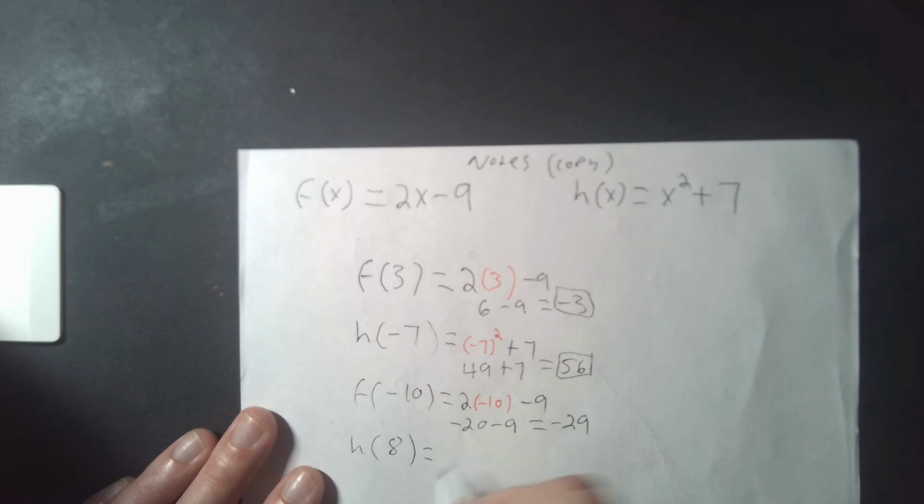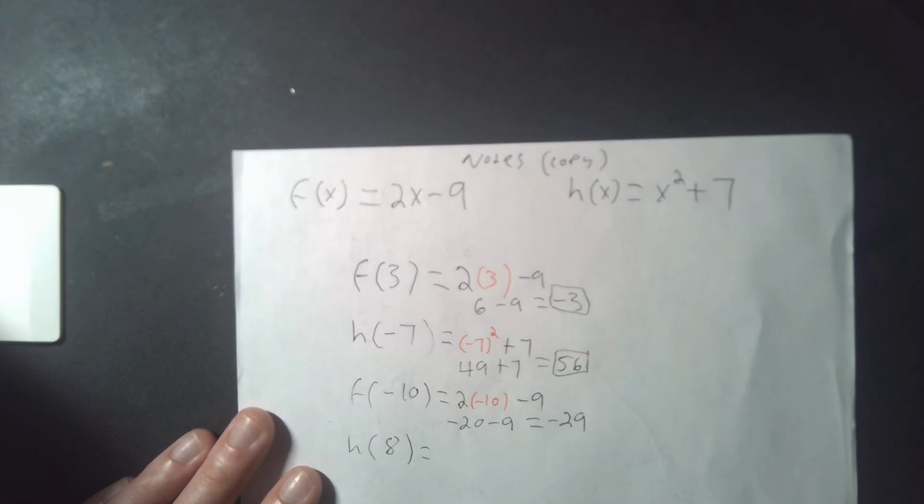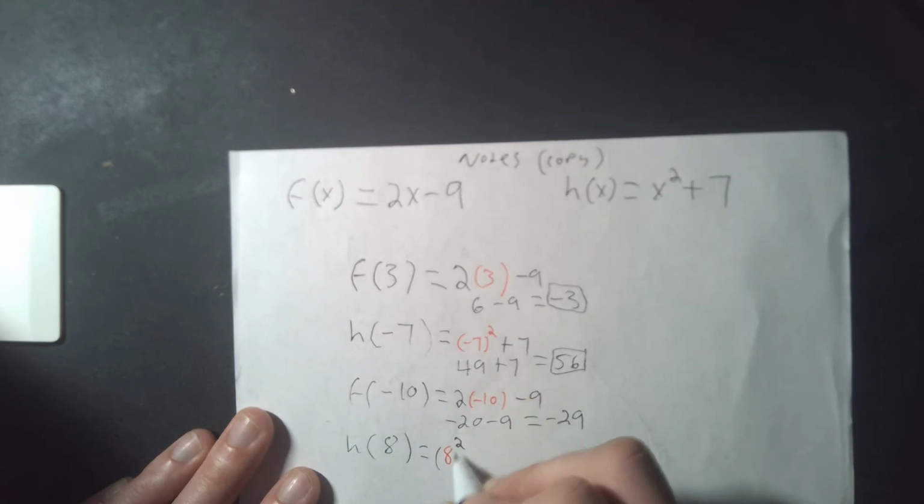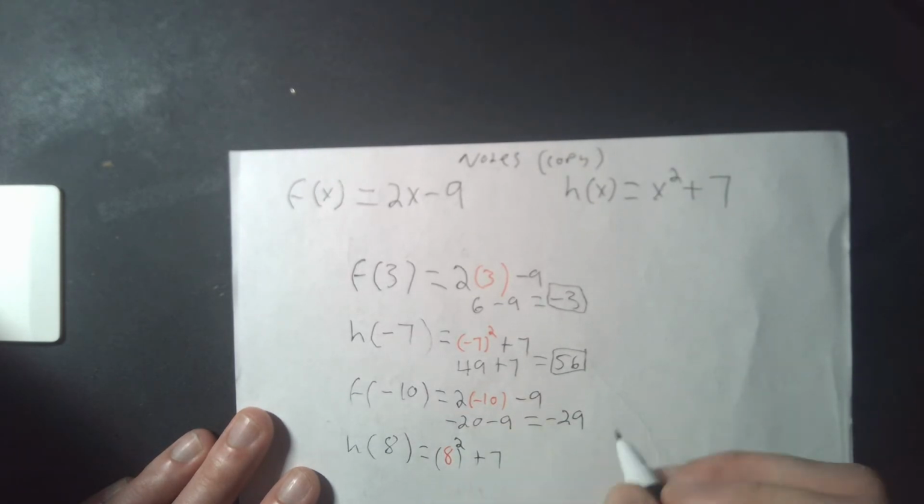And finally, h of 8. We have 8 squared, okay, plus 7. 8 squared is 64, plus 7 is 71.